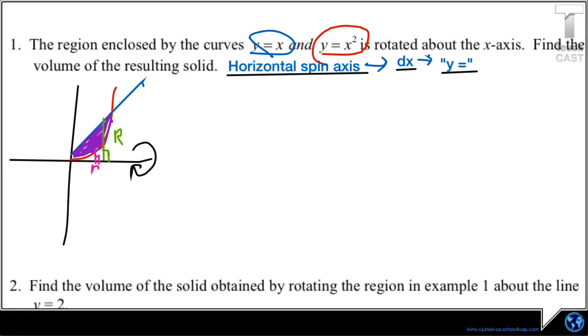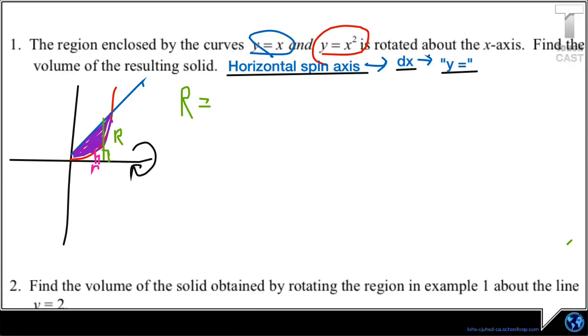Now, the reason that I know that there's going to be a hole is because the purple shaded region does not touch the x-axis everywhere. So there's a gap between the purple and the x-axis, my spin axis. So that's how I know I'm going to want to use washers, and I'm going to want to subtract the hole that's created.